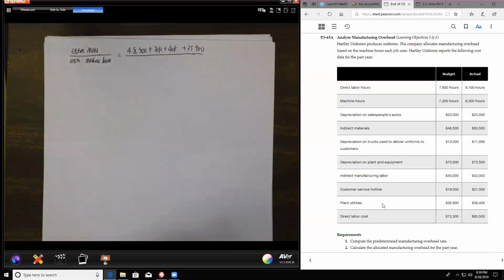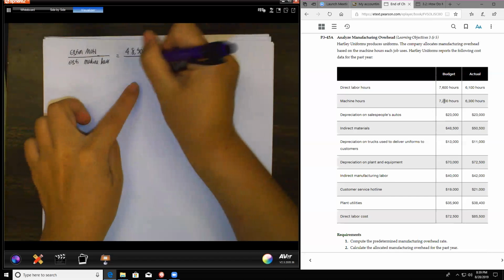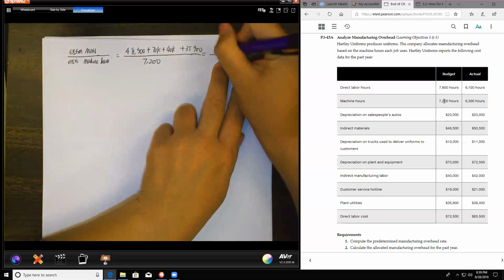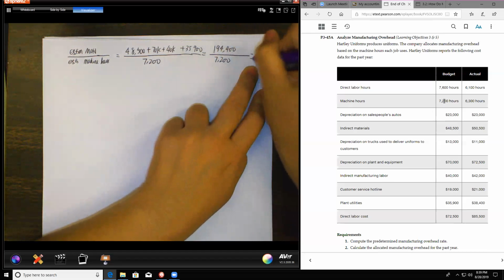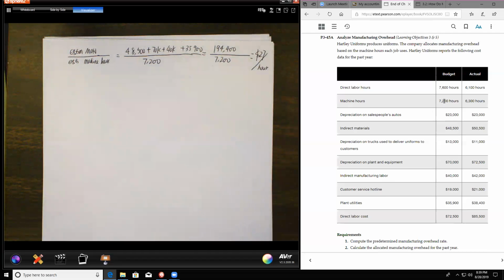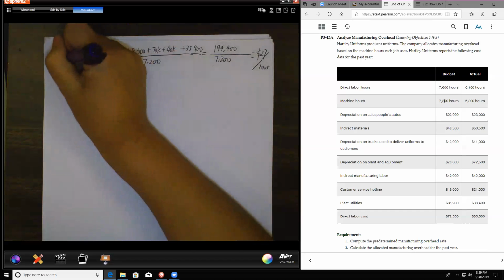And we need to divide by the estimated machine hours, 7,200. So if you do the math, that is 194,400 divided by 7,200, which gives you $27 per machine hour. So one more machine hour will allocate $27 of our manufacturing overhead. So that is our predetermined manufacturing overhead rate. So that is our first part.